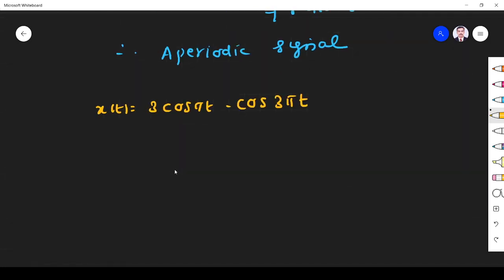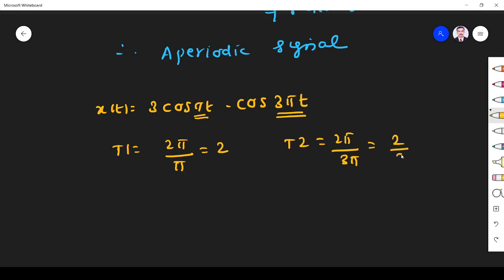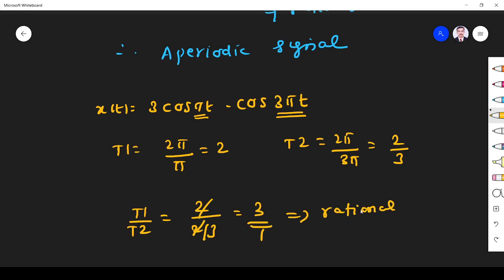So what is my first, T1? T1 is given by 2 pi by omega 1. Omega 1 is pi, so it is 2. T2 is given by 2 pi by omega 2. Omega 2 is 3 pi, so it is 2 by 3. What about T1 by T2? T1 by T2 is given by 2 divided by 2 by 3. It is 2 cancel 3, that is 3 by 1. So this implies rational, a ratio of integer by integer. So this is a periodic signal.